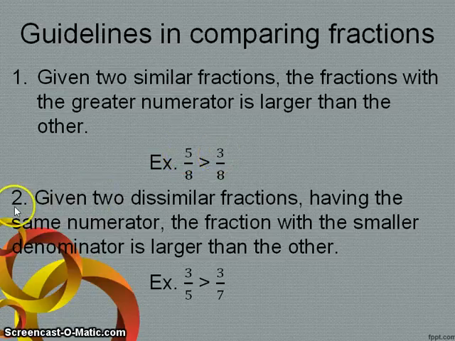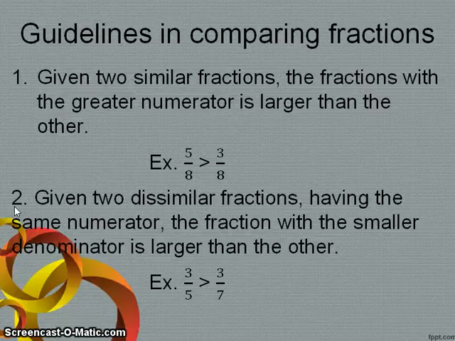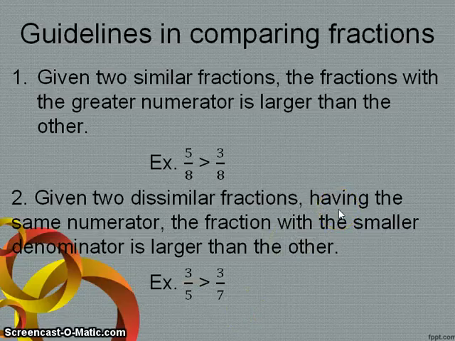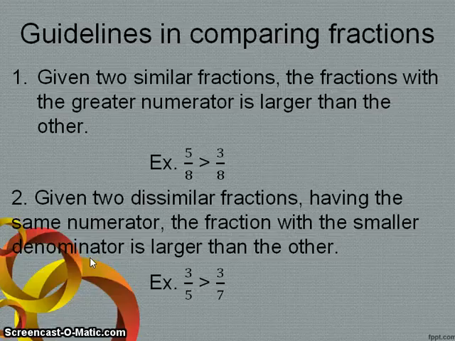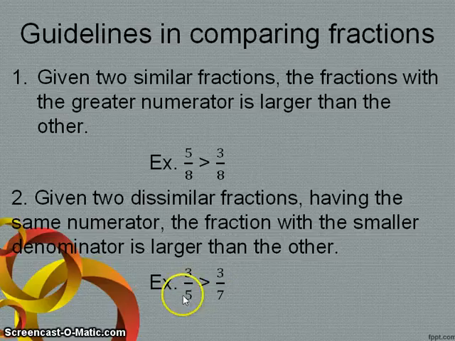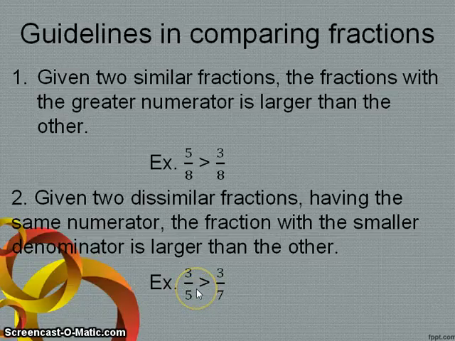So if we are given two dissimilar fractions, that means we are having different denominators. But if we are having the same numerator, the fraction with the smaller denominator is larger than the other. So from this example, 3/5 and 3/7, since they are dissimilar fractions but their numerators are the same, the smaller the denominator is, the larger the fraction is than the other.